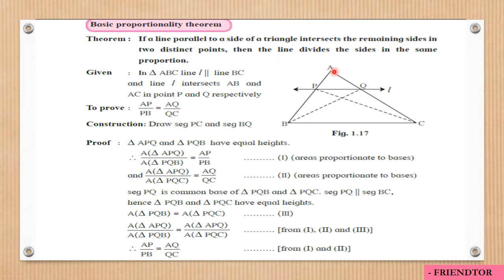Okay, so if you see the diagram, in triangle ABC, line L is parallel to BC and line L intersects AB at point P and intersects AC at point Q. Okay, when we have such a parallel line cutting 2 sides of a triangle, then the basic proportionality theorem says that that line cuts the sides in the same proportion. That means AP upon PB is equal to AQ upon QC. Okay, so this is what the statement says.